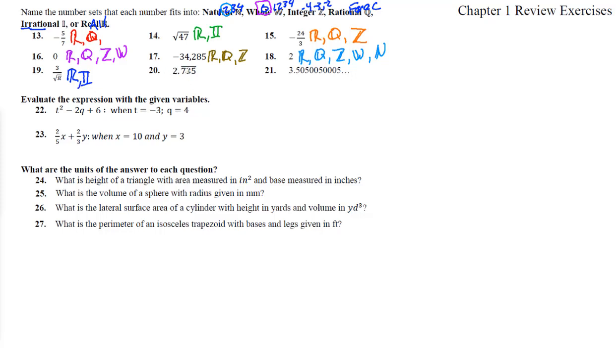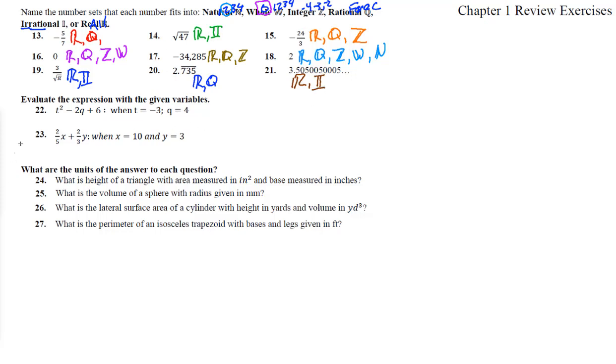All right, 2.735 with a bar over. That means the 735 repeats a pattern, which means it is definitely rational, but it doesn't go down to an integer. It does have a fractional part, so it is just rational. Okay, so what about number 21? 3.50, 500, 5000. Notice it can't have a bar over it because it doesn't repeat the same pattern over, so it is considered non-repeating. So that means it is irrational. And yes, all of them are real.